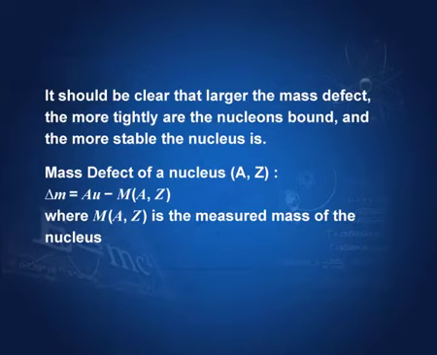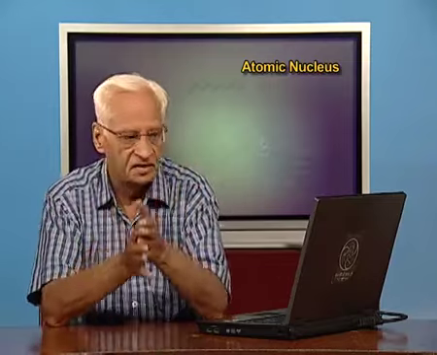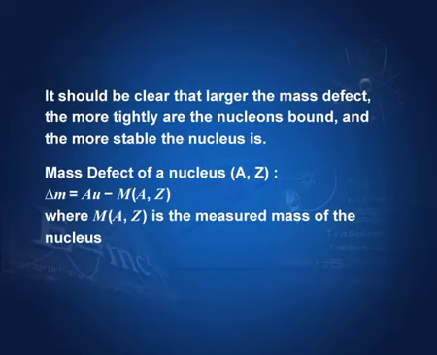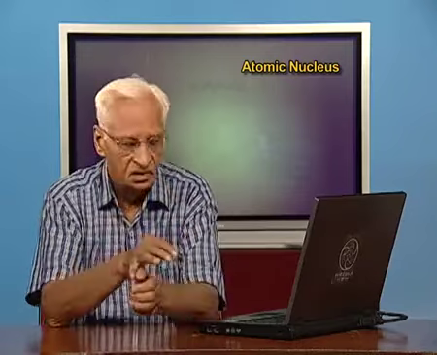Mass defect of a nucleus, for example, where A is the mass number and Z is the atomic number, is defined as delta m equals A u, where A is the number of nucleons times u, the atomic mass unit, which I defined just now. That is the combined mass of all the nucleons, minus the measured mass of the nucleus gives the mass defect. And as I said, the larger the mass defect, the more tightly bound are the nucleons.